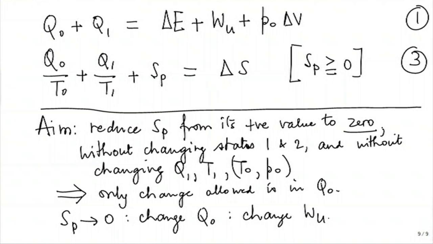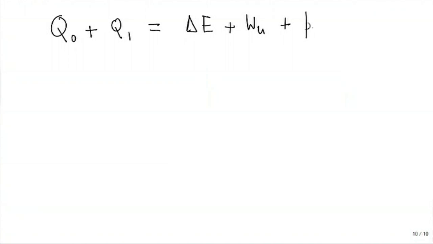Okay. Now, let us see how this changes by multiplying equation 3 by T naught. So, let me again write it down so that the process is very clear. First law is Q naught plus Q 1 is delta E plus W U plus P naught delta V. This was our equation 1.